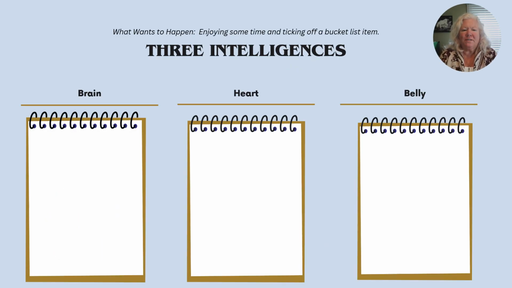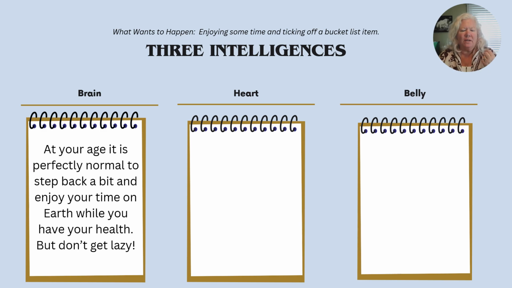My three intelligences. As you remember, what wants to happen is enjoying some time and ticking off a bucket list item. So I tapped into my brain and I discovered my brain was telling me at your age, it's perfectly normal to step back a bit and enjoy your time on Earth while you have your health. But the big thing that was coming through was don't get lazy, right? Anyway, so that was what my brain kept having these feelers about. Am I being lazy and feeling guilty and things like that, I think were coming through.